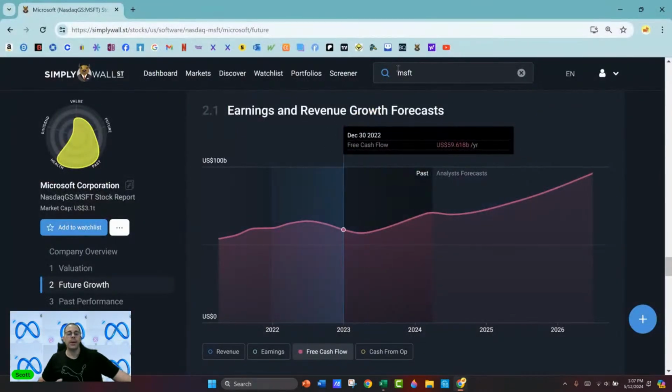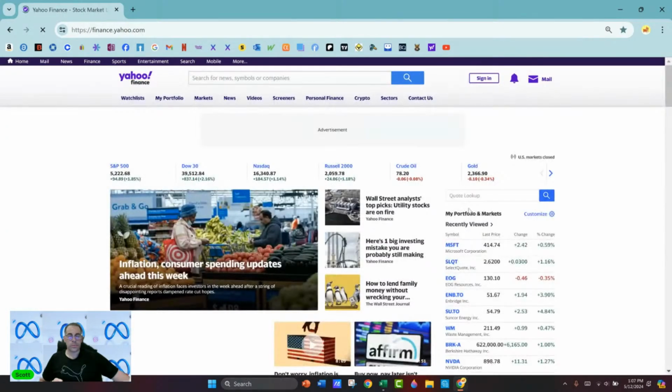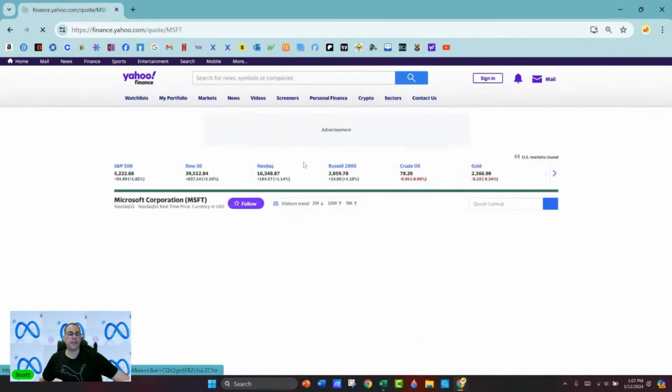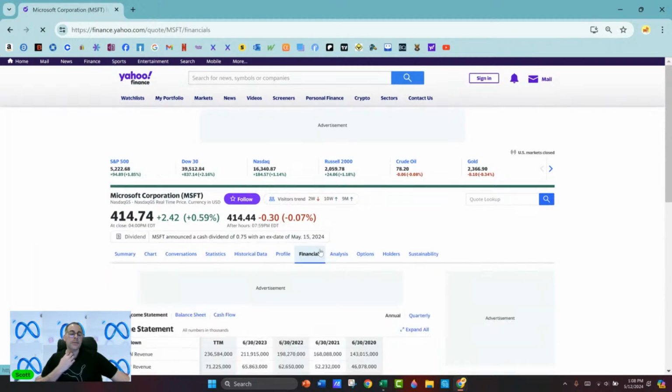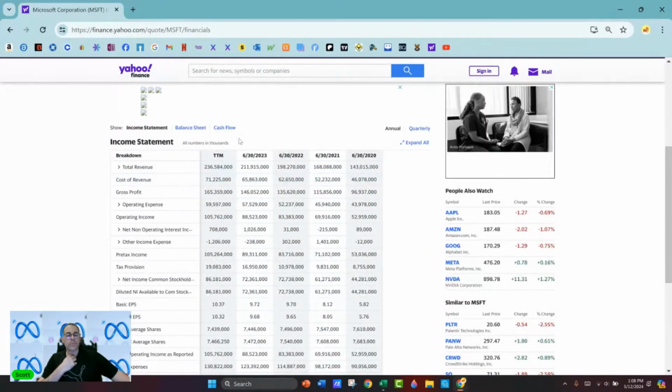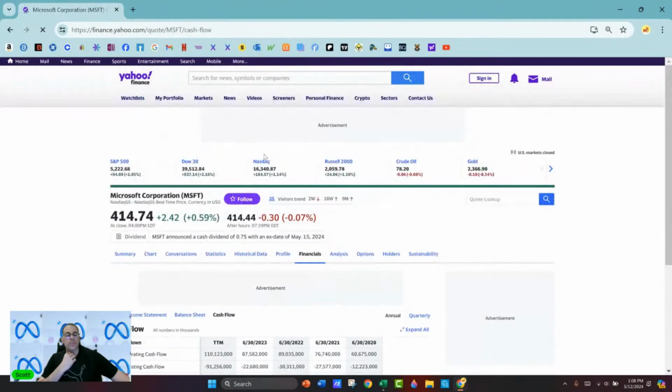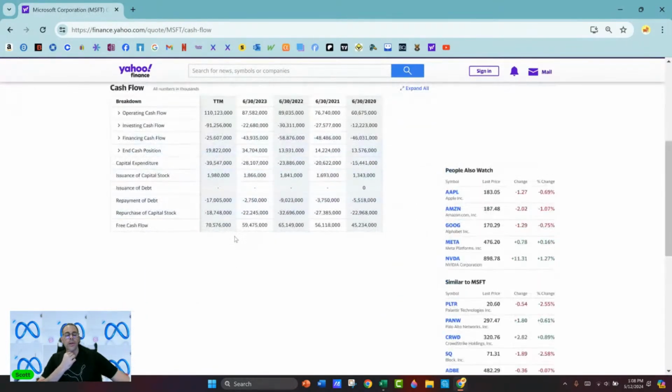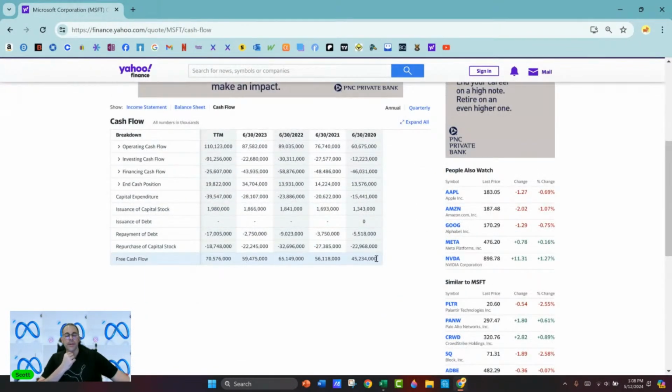I'll show you an easier way. If you don't have Simply Wall Street, you might not pay for Simply Wall Street. You can just go to Yahoo Finance. It's free. And you could look at their free cash flow and try to estimate the future.